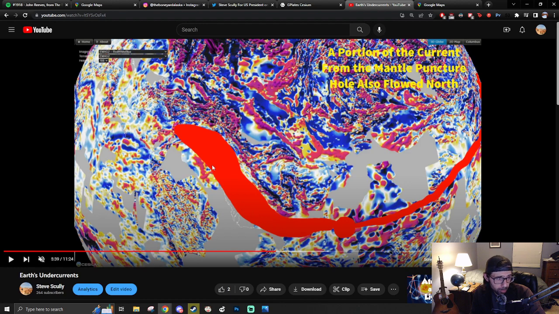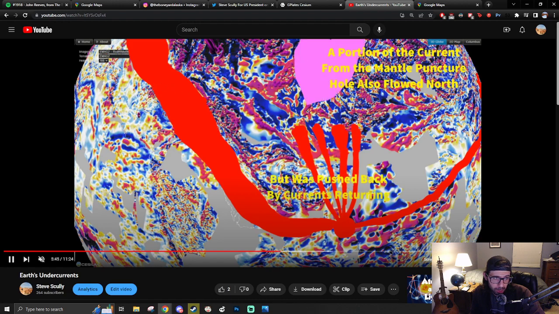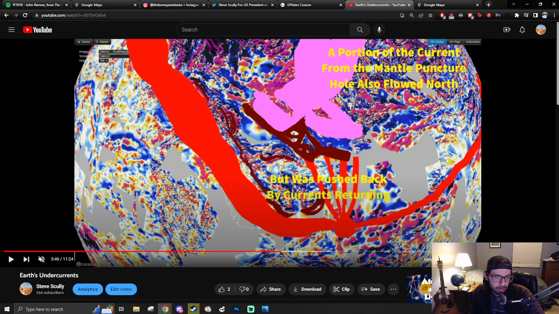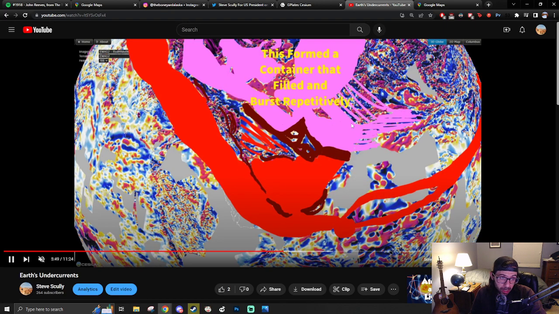Remember this current, blue, going this way, and then this kind of anomalous thing within there. A portion of them went up this way. It didn't just go this way, it also went this way, but was pushed back by these currents. I probably should have flipped these and put this text here and this text here, but whatever, because it's talking about the opposite current.